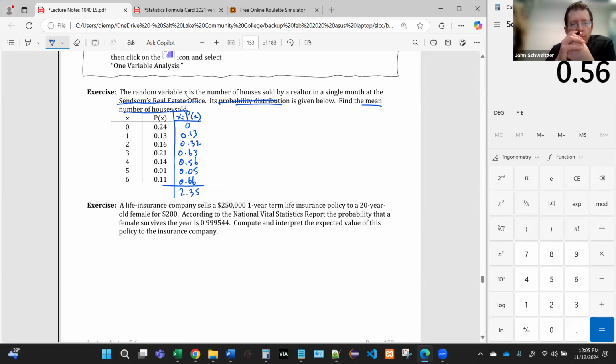Okay, so what does that mean? Well, on average, your typical number of homes sold for a realtor at this office is about 2.35 homes. Now, you can't sell 2.35 homes in a month, right? You can sell two, you can sell three, you can sell zero. You can't sell 2.35. What does that mean? Well, look at the long run average for their realtors. It's about 2.35 per month, so it's averaged over a larger data set.